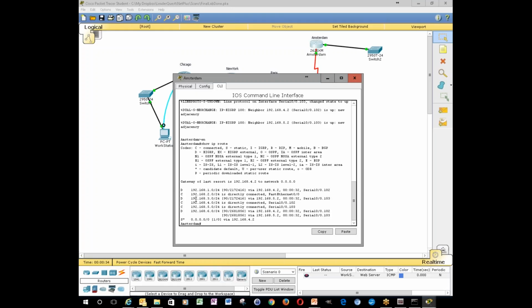So we have directly connected 192.168.2.0, and we have 192.168.5.0. When we configure the protocol, we tell the protocol which of these networks we want the world to know are connected to us. If you have networks that you don't want to show, then don't advertise them.